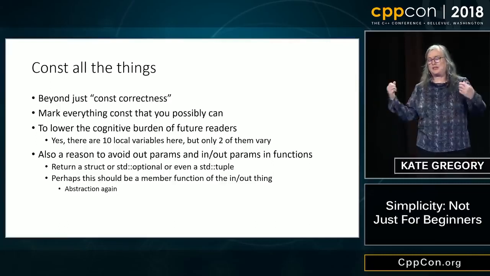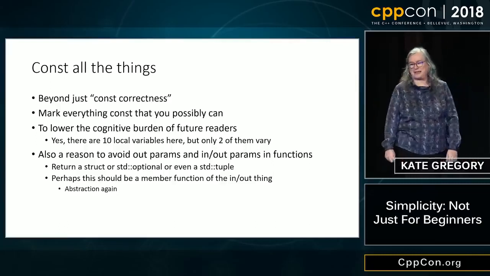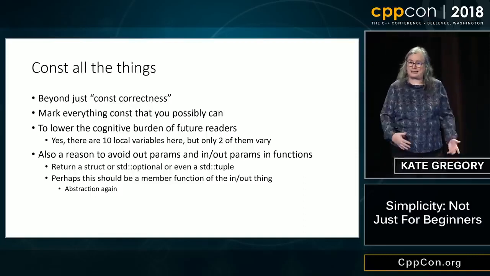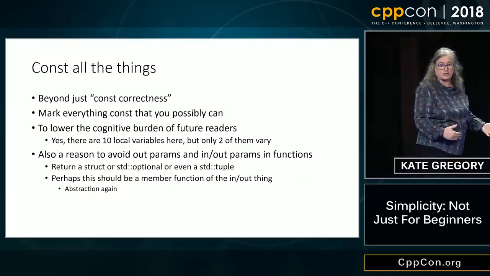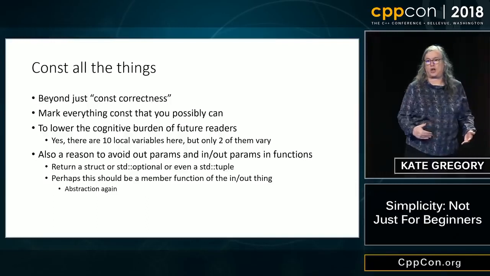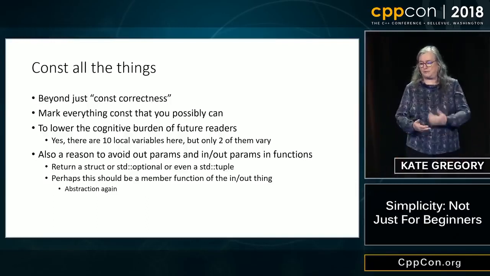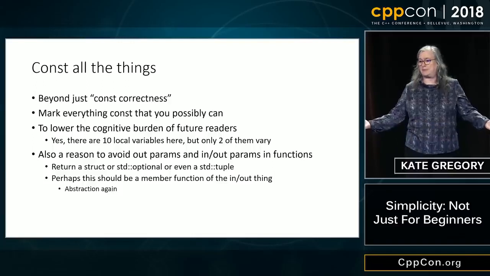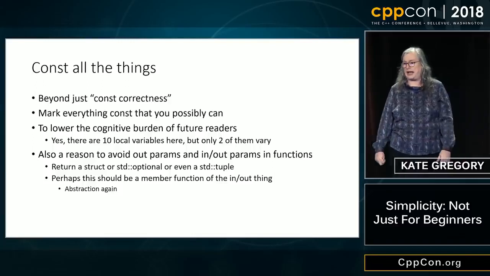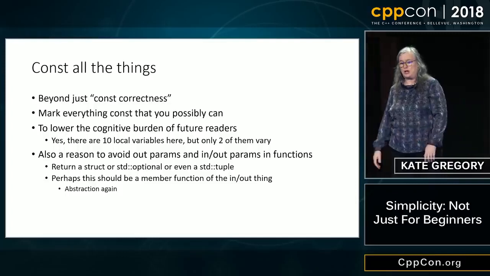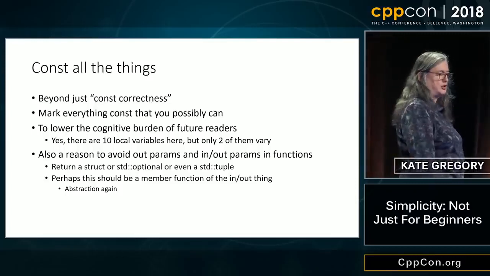This is a good opportunity to discover in-out params and out params, and to perhaps replace them if you're able to change the signature of the function that's being called so that it returns something useful. And you can return some encapsulation of your own devising, a struct or a class. You can return std::optional, and yes, you can even return a tuple.